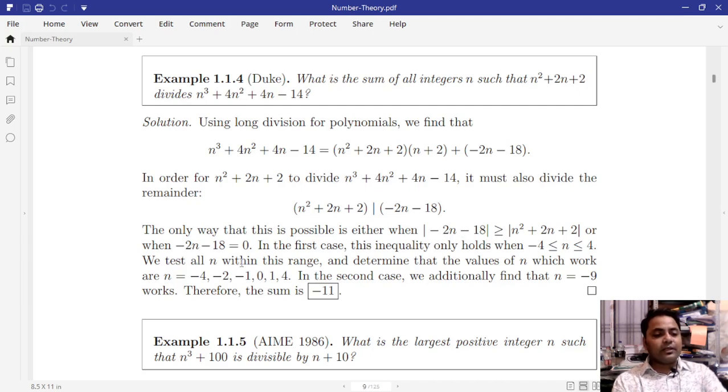In the first case, the inequality only holds for minus 4 less than or equal to n less than or equal to 4. It means n lies between minus 4 and 4, including minus 4 and 4. We test all n within this range and determine that the values of n which work are n equals minus 4, minus 2, minus 1, 0, 1, 4. In the second case, we additionally find that n equals minus 9 works, and therefore the sum is minus 11.